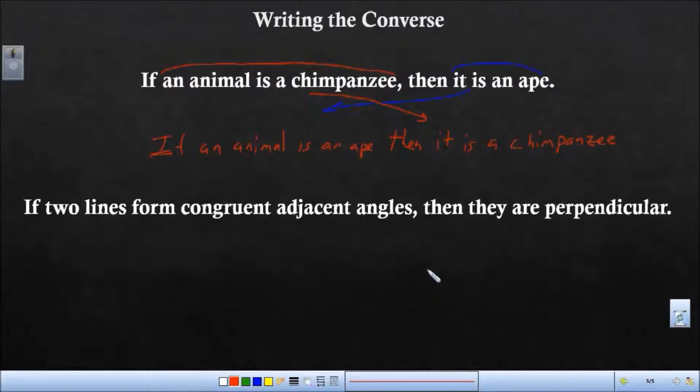Okay, and I'll leave this other one for class. But basically, if two lines form congruent angles, this has to switch places with this. So we would say if two lines are perpendicular, then they form congruent adjacent angles.